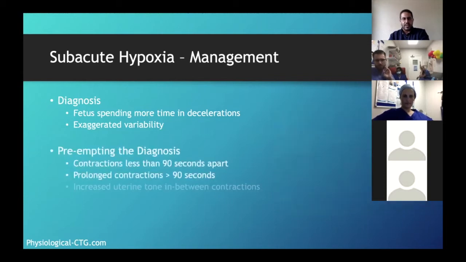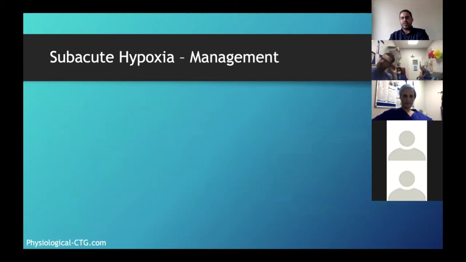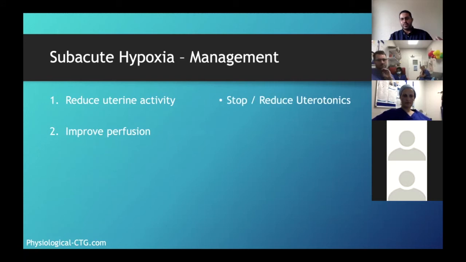Okay. So if you're getting prolonged contractions or increased tone, how do we manage? We said we have little time for the baby to recover. Well, we try and give baby time, so we reduce the contractions, or make the time count for more, so improve the perfusion. Reduce the contractions. If she's running on Syntocinon, stop it or slow it down. Improve the perfusion. The first thing, always think, get her off her back, or off the position that is making her decelerate like this. Find the position where the baby's happiest.